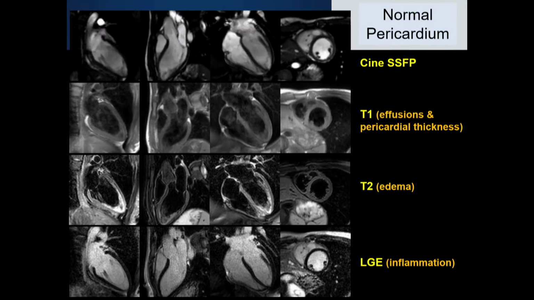We then have sequences that we call T2 sequences, which are really our water imaging sequences, or in this particular case, edema sequences. And then finally, we have sequences which show us late gadolinium enhancement. Here specifically, whenever the pericardium takes up LGE, it's important to realize that this is an inflammation, and we're going to talk about this more in the upcoming slides.